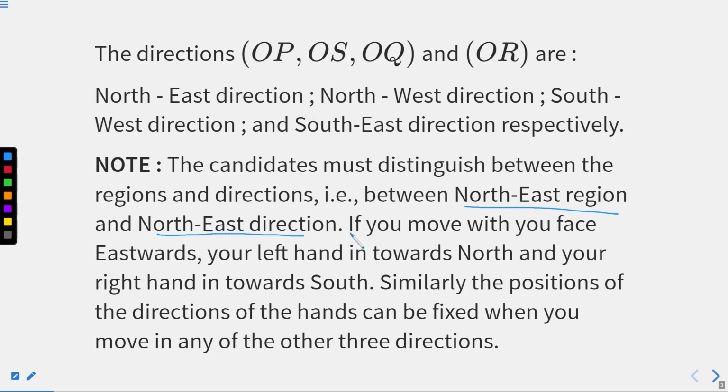So if I say, if you move with your face eastward, with your left hand towards north and your right hand towards south, similarly the position of the direction of your hand can be fixed when you move in any of the other three directions, right? This is how we distinguish.